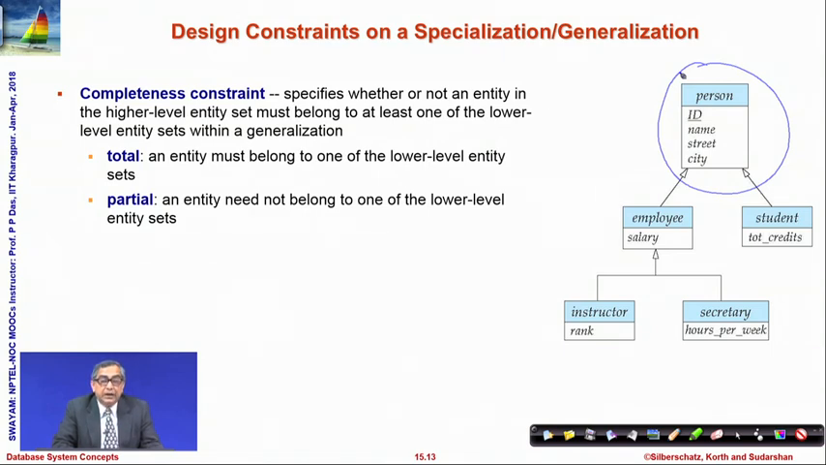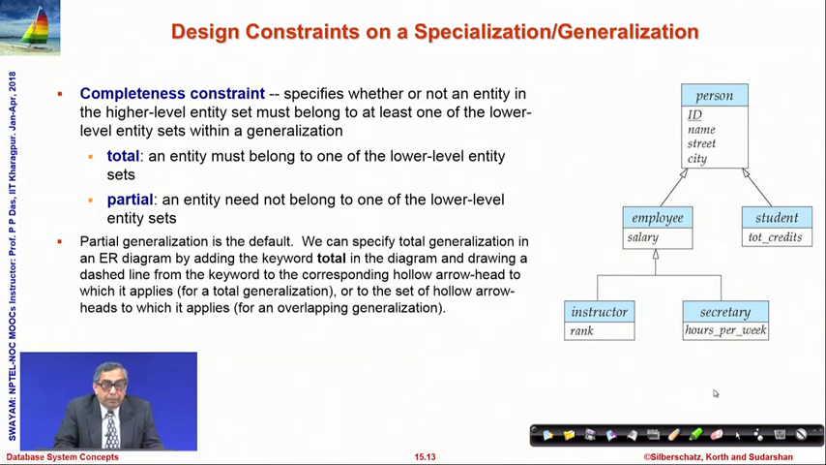But if a high level entity may or may not feature in an entity set at a lower level, then we will say it is a partially specialized hierarchy. So, both of these are possible depending on the different situations that we have. By default we assume partial specialization, and if we want to say a certain specialization is total, we will have to write the keyword total by the side of the arrowhead that is representing the specialization hierarchy.